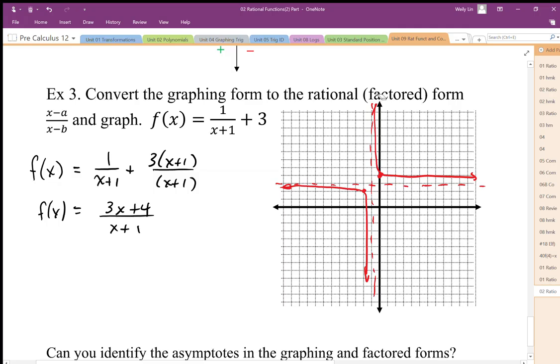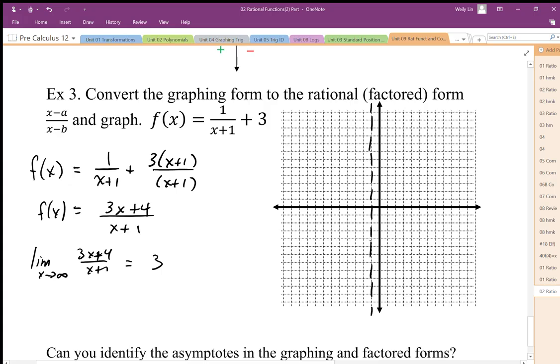Okay, so although I drew it using the graphing form, I can go about this slightly differently and use this factored form. In the factored form, I'm going to use my denominator to get my vertical asymptote. I'll use a limit as x goes to infinity of 3x plus 4 over x plus 1. We can see that the +4 and the +1 become insignificant, so we know that the limit is going to be 3. So I draw in my horizontal asymptote for my limit. Again, notice that's the same as that vertical shift.